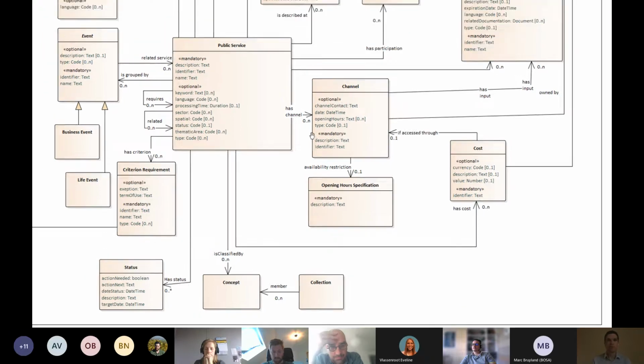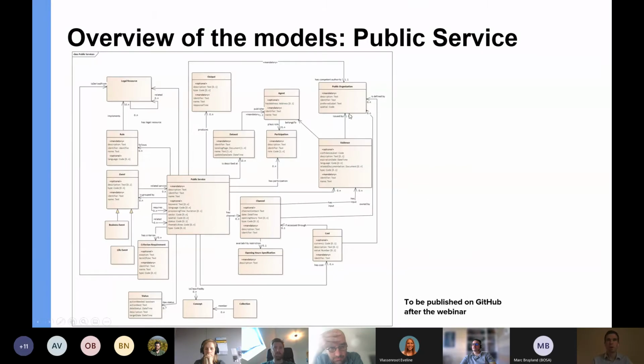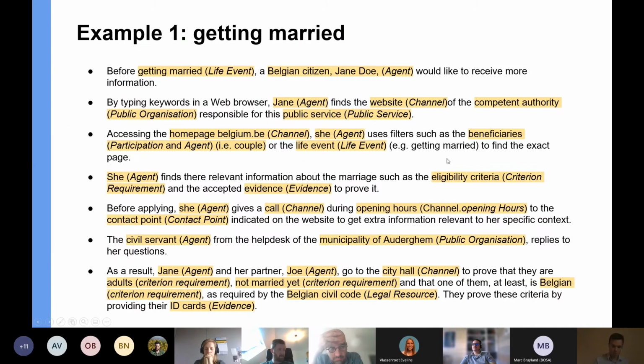But that's it for a first glance at what we propose. But let's use the example to really dive into it. Again, if there are any questions, don't hesitate.